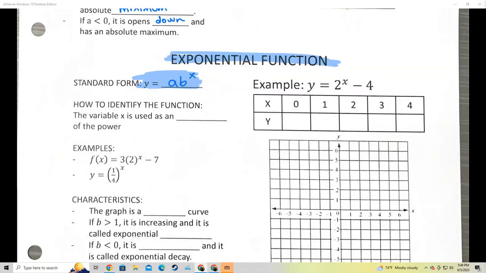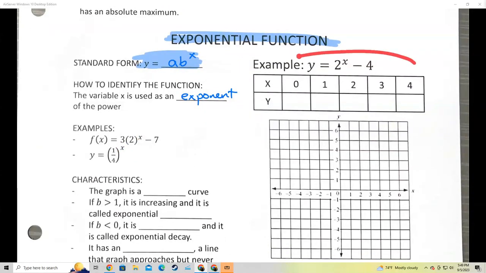How do I know if it's an exponential function? This is the only one where the variable x is going to be used as an exponent. So for example, x is in the exponent, x is in the exponent, okay? On this one, we're going to do 3 of these because I just want to make sure that you understand what that is, okay?